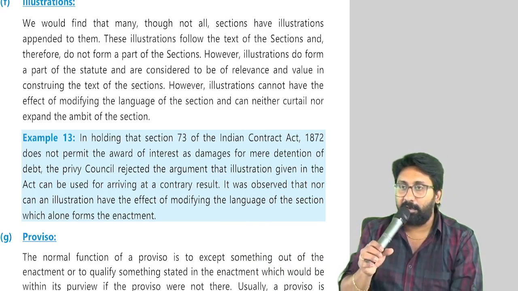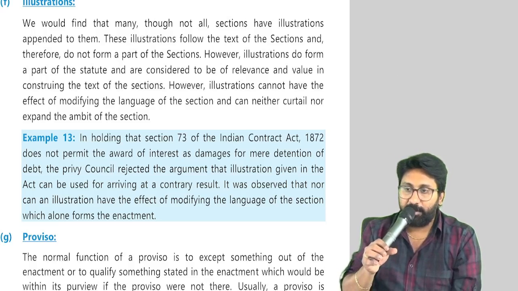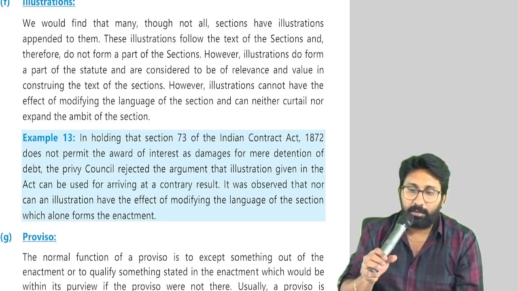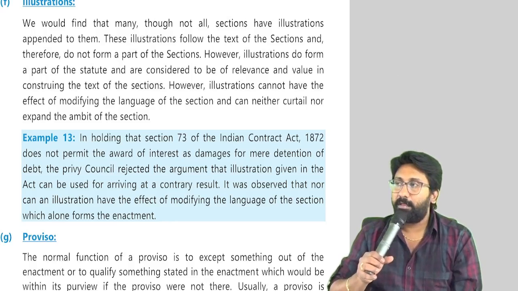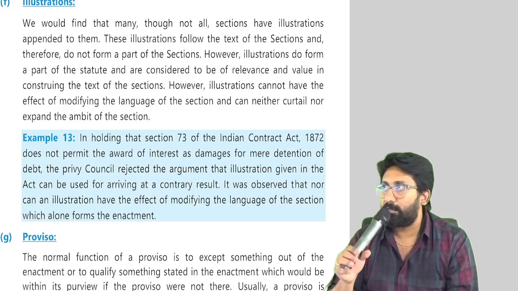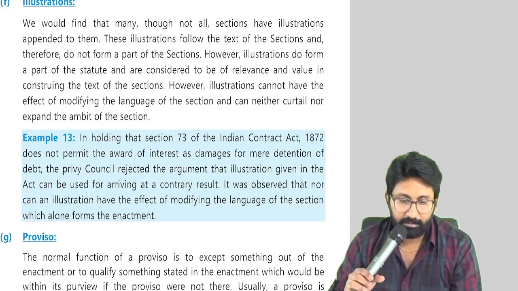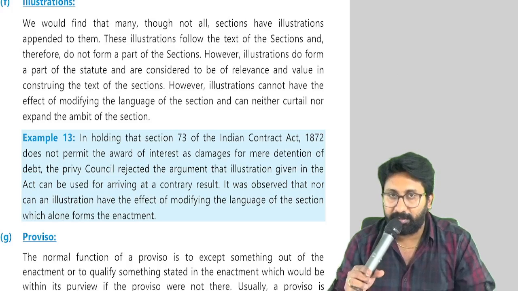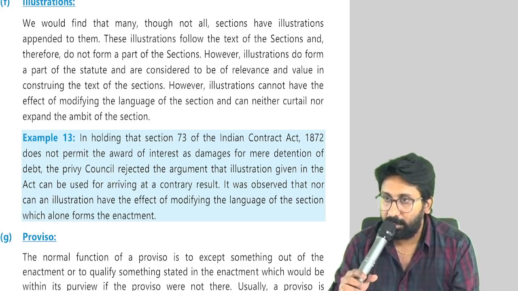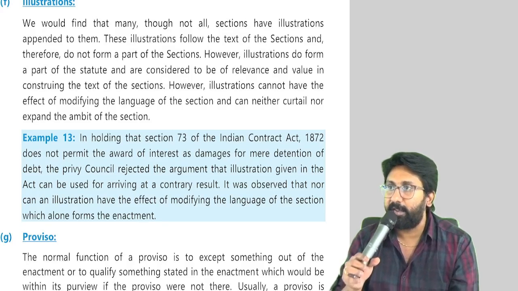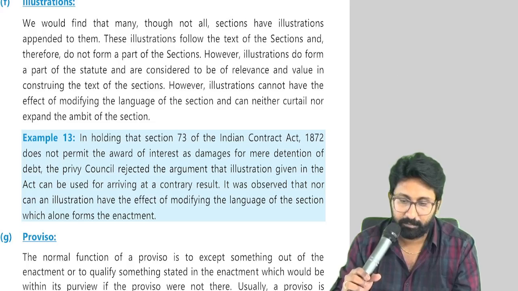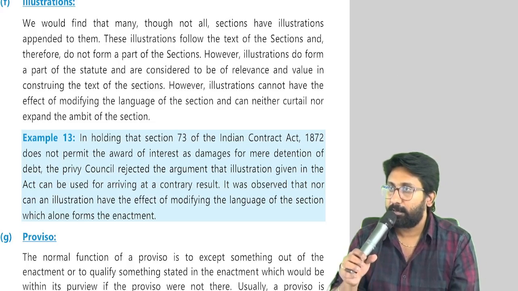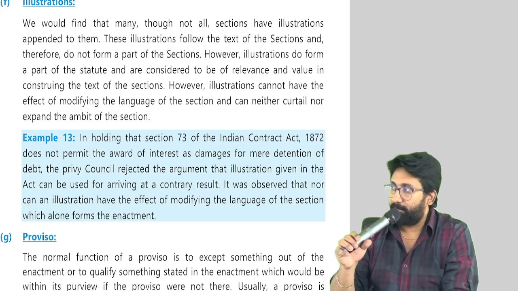Point number 1: though not all, certain sections will have illustrations appended to them. Full stop.